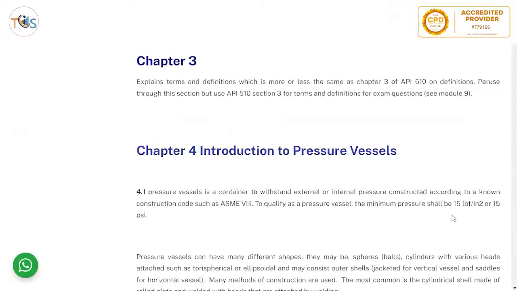Chapter 3 explains terms and definitions, which is more or less the same as chapter 3 of API 510 on definitions. So we covered it in the API 510 section and haven't repeated it here. Peruse through this section, but use API 510 section 3 for terms and definitions for the exam questions in our module 9.